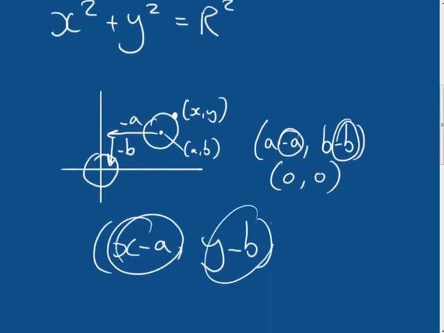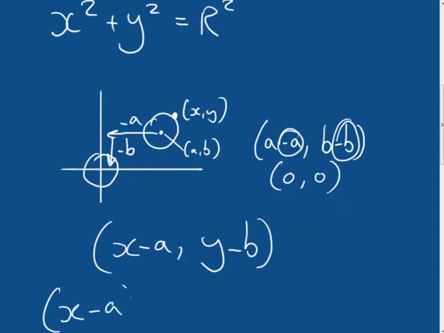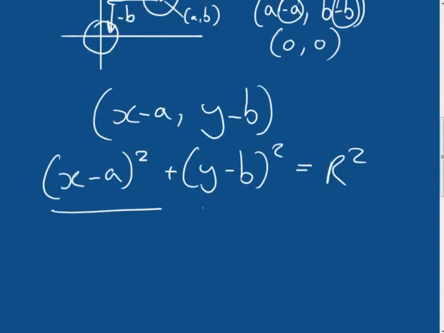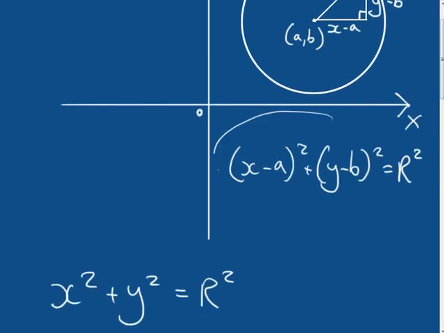Well, let's plug our x and y coordinates into it. So our x coordinate is x minus a, we're going to square that. Our y coordinate is y minus b, we're going to square that. And that is equal to r squared. Notice what we've got here. This equation is identical to the equation we found using Pythagoras' theorem.